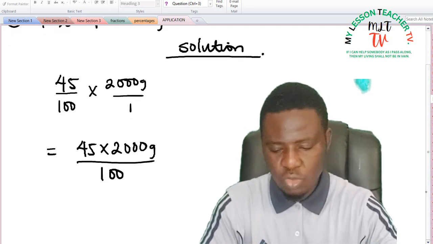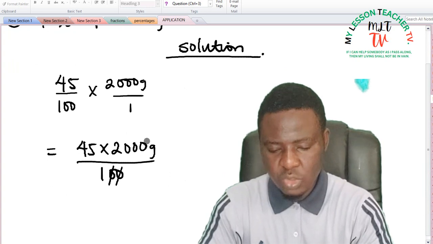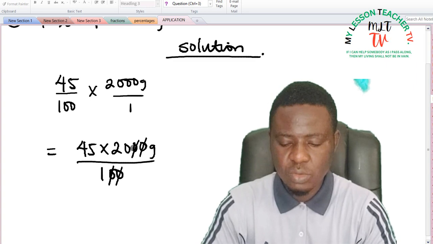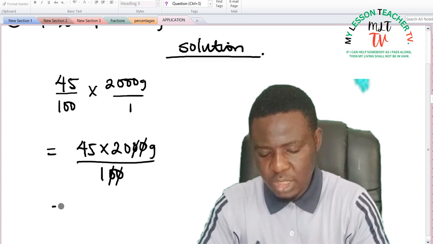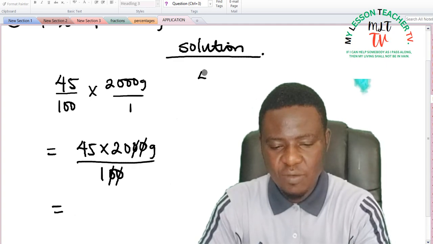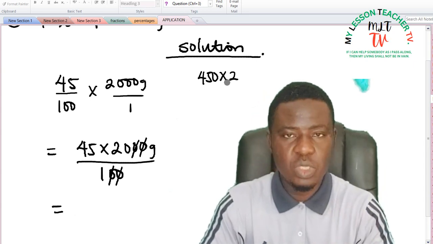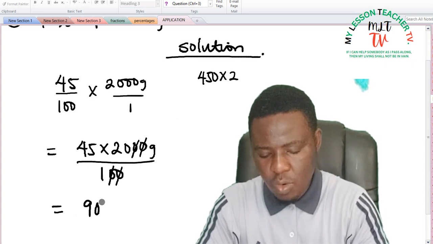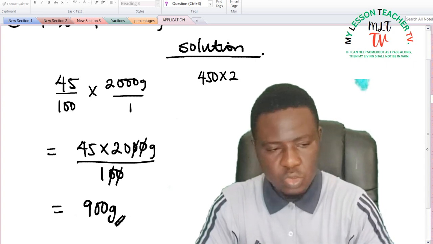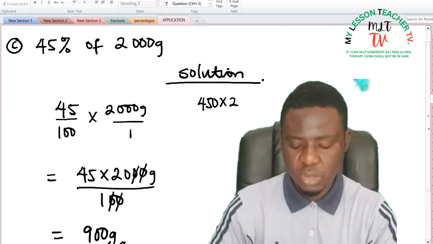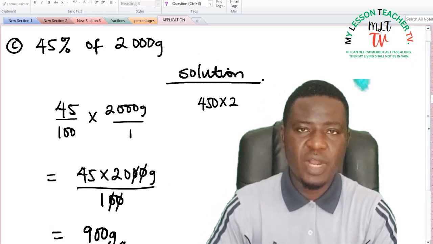When you divide both the numerator and denominator by 100, these two zeros will cancel these two zeros, leaving us with 45 times 20 grams. And this is equal to 45 times 20 grams can be written as 450 times 2. And 450 times 2 is said to be 900. So this is equal to 900 grams. So what that means is that 45% of 2,000 grams is said to be 900 grams.